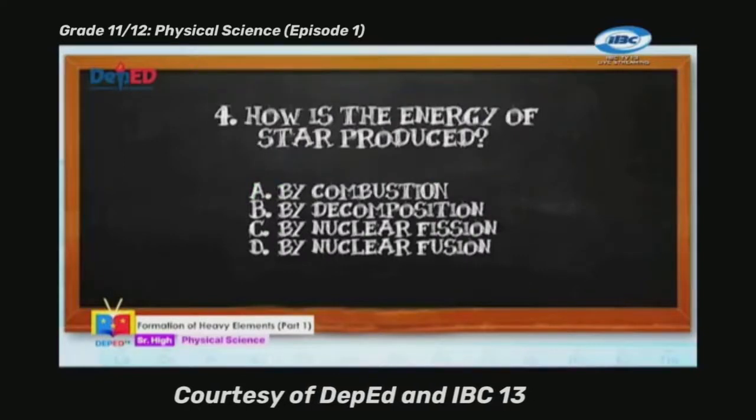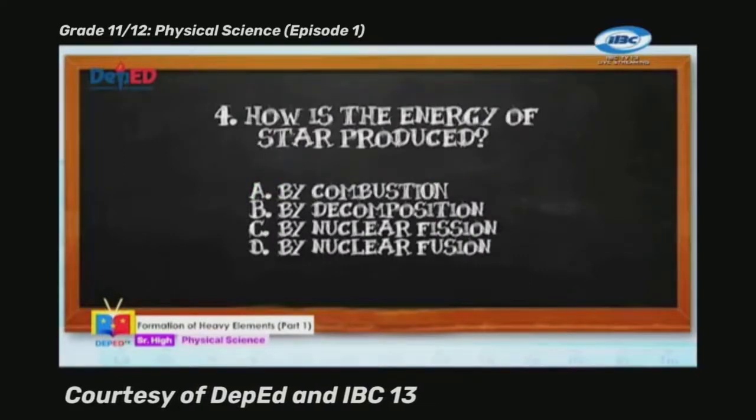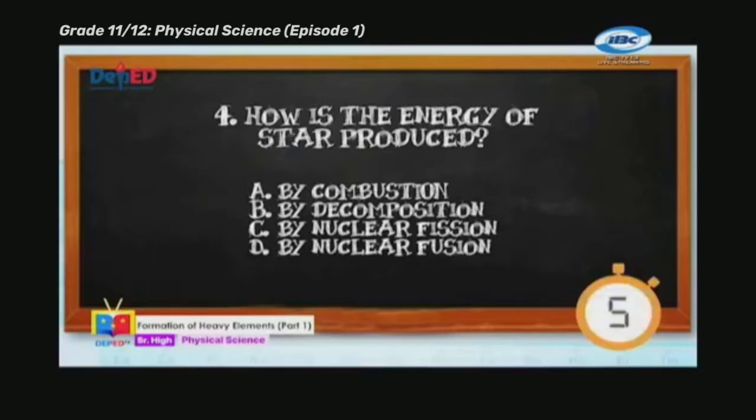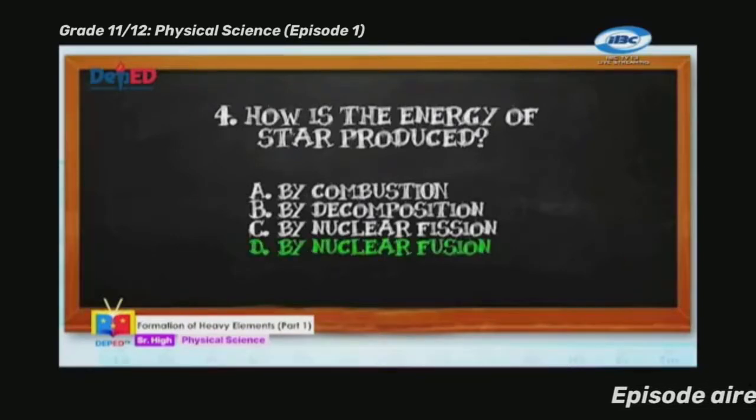Question number 4. How is the energy of the star produced? A. By combustion, B. By decomposition, C. By nuclear fission, or D. By nuclear fusion? The answer is D. Nuclear fusion.